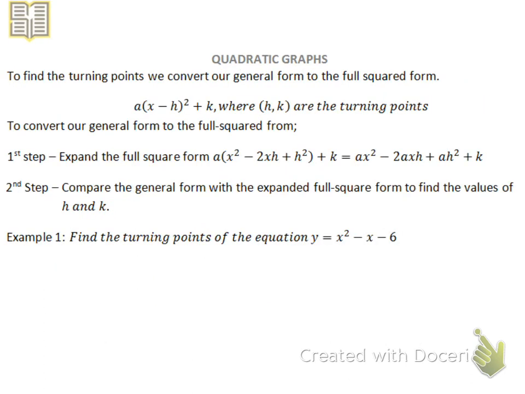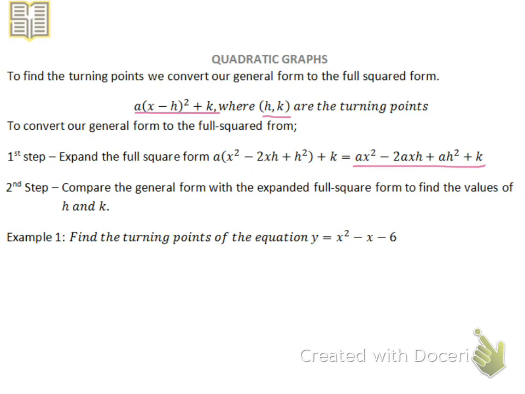Now, to find the turning point, we convert the general form to the full square form, which is represented by a(x minus h) whole squared plus k, where h comma k are the coordinates of the turning point. To convert the general form to the full square form, the first step is we expand the full square form and we get this result: ax squared minus 2axh plus ah squared plus k. In the second step, we compare our general form with the expanded form, the full square form, to find the values of h and k. Let's take an example.